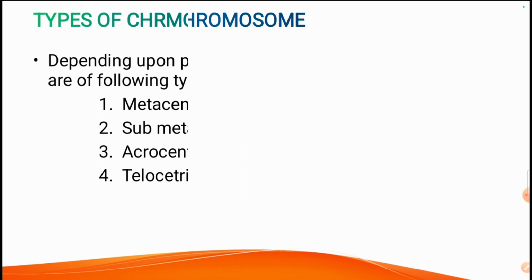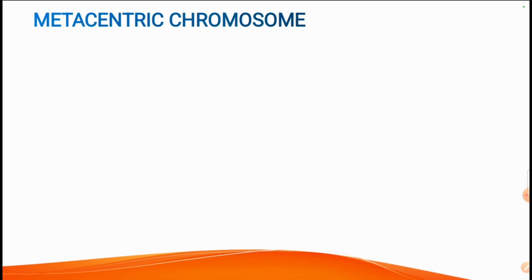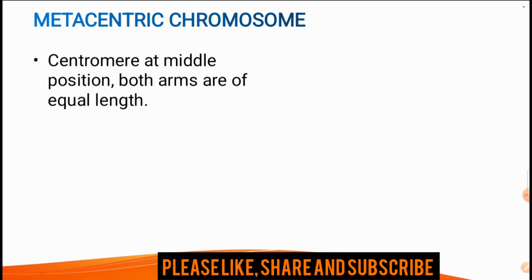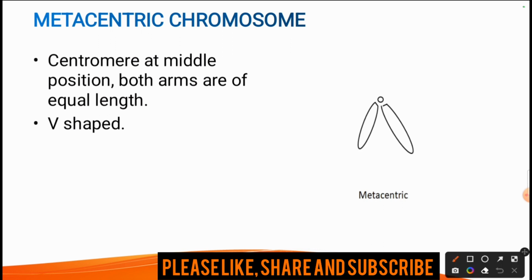Now come to metacentric. In a metacentric chromosome, the centromere is at the middle position, and both the arms are of equal length. As you can see in this picture, the centromere is at the middle position, and the two arms are of equal length. So you can say that the metacentric chromosome is V-shaped.